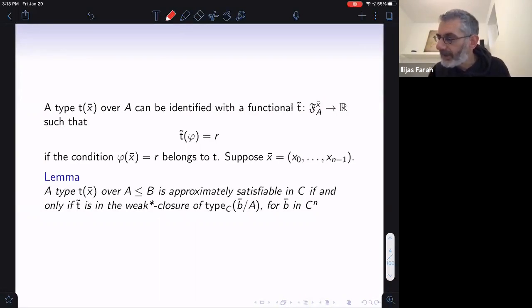Okay, so this is basically just saying what I just said. A type is identified with a function T tilde, so that T tilde sends phi to r for each condition of this sort. And a type is approximately satisfiable if and only if it is in the weak star closure of realized types. Right, so this is basically a partial justification of what I said before, that continuous model theory is really functional analysis. And I should emphasize here that this has nothing to do with C-star algebras. This is just a general fact of continuous model theory.